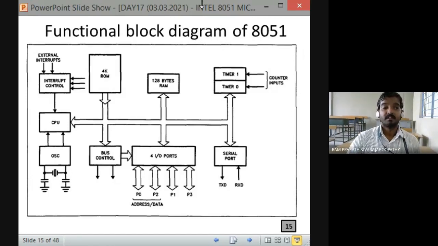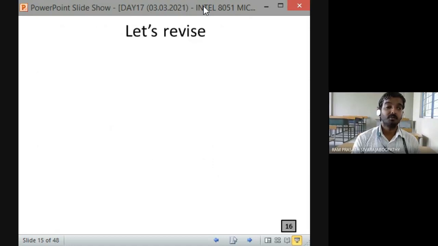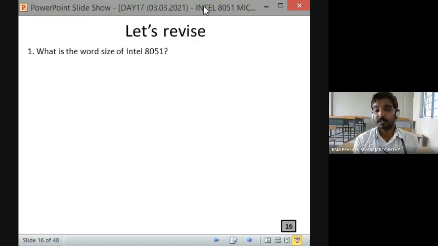Okay. So that's all about the general function block diagram of 8051 microcontroller. What we have seen so far is what pins are available in the 8051 microcontroller, the function of those pins, and then the block diagram of 8051. That's all. Okay. Now we will revise something. What is the word size of Intel 8051 microcontroller? Quick answer please.